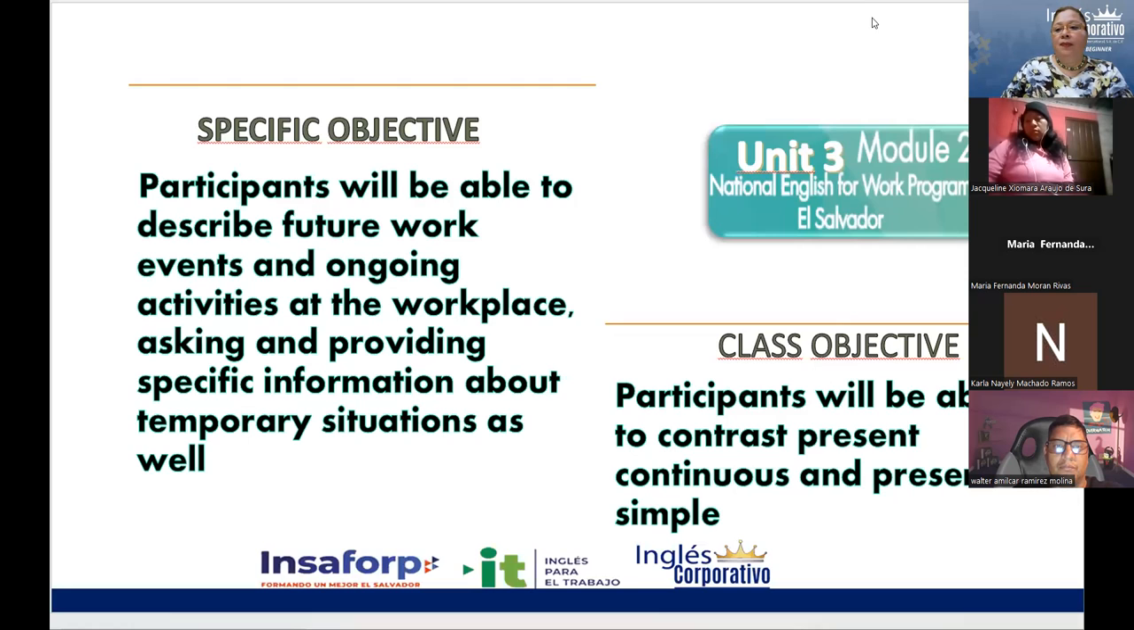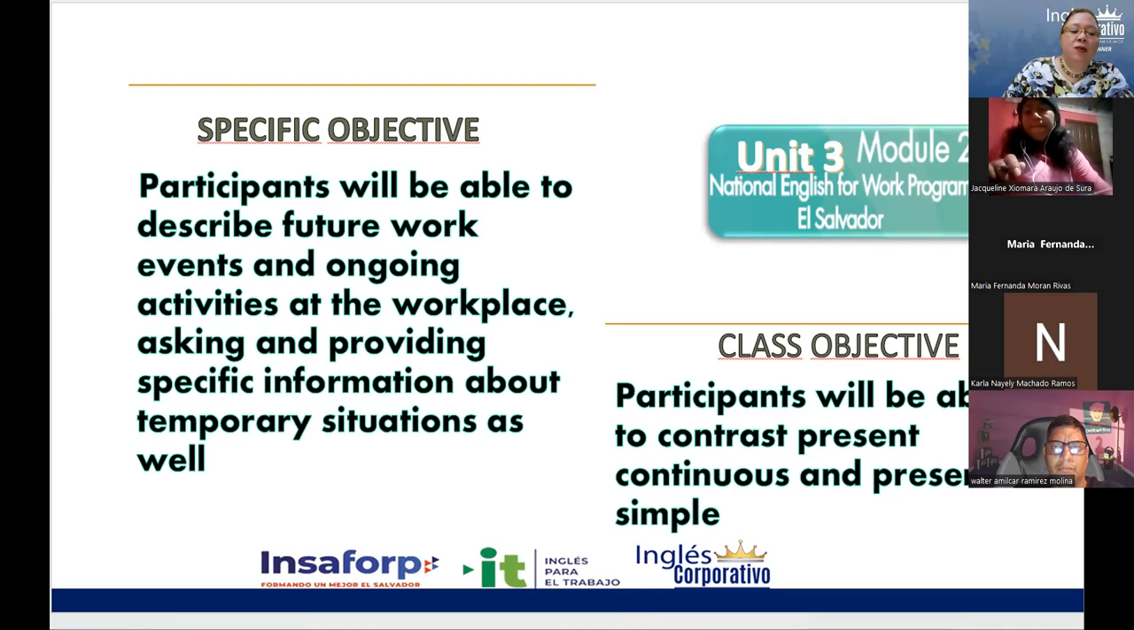So you will be able to contrast the present continuous and the present simple. You are going to see the difference when we use the simple present and when we use the present continuous. To start just a little bit, let's go. Okay, to start, I think we may go a little bit back to the last class because we want to form the present continuous.